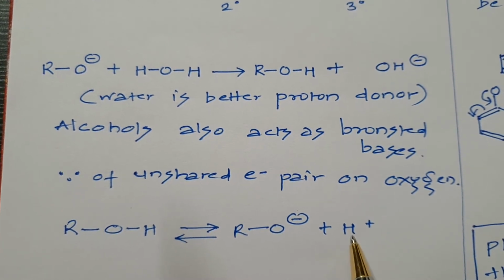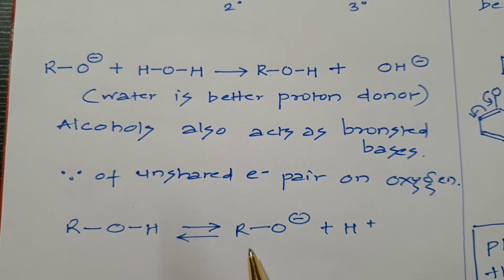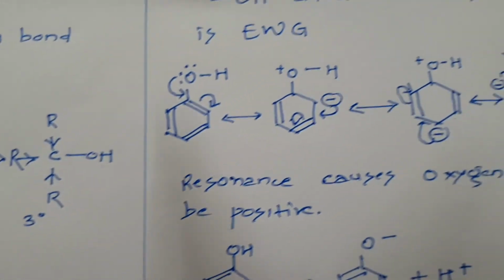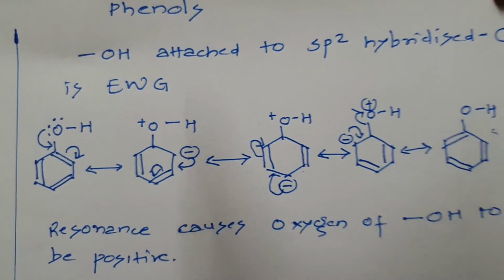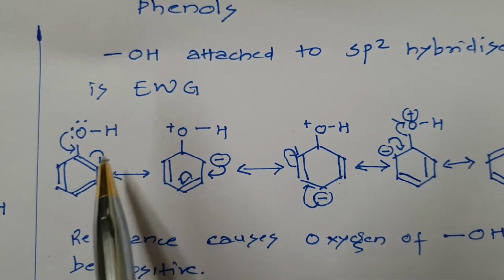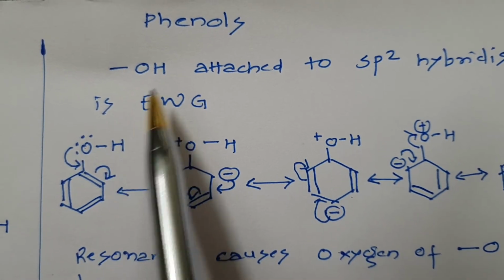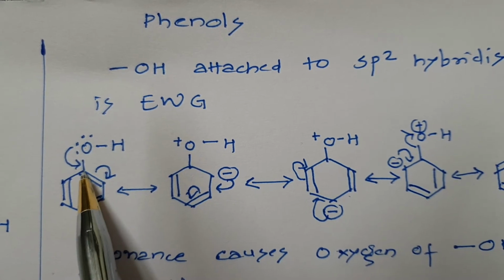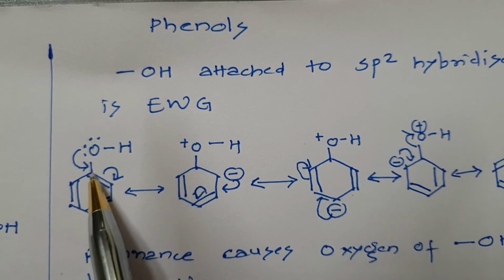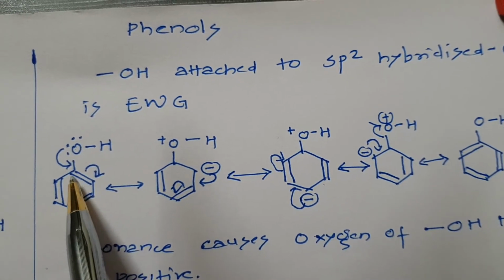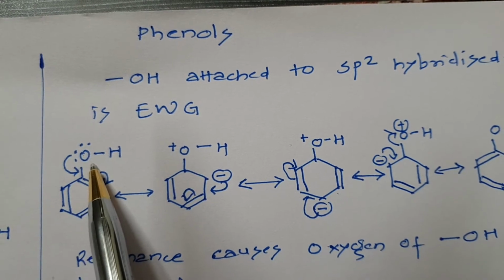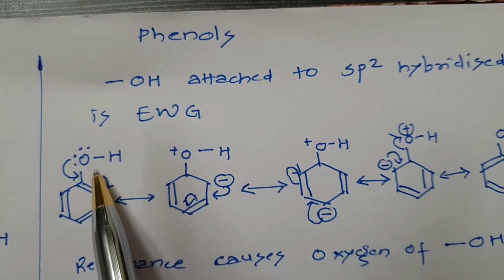Now, as we have said, we need to compare the acidic character with that of phenol. So, let us study how phenol shows the acidic character. First of all, understand that in phenols, the OH group is attached to a sp2 hybridized carbon atom. This attachment of a hydroxy group on a sp2 hybridized carbon atom shows that the hydroxy group is acting as an electron withdrawing group.